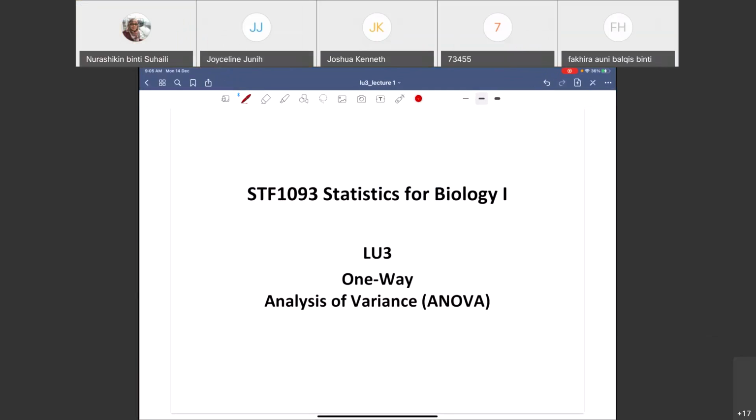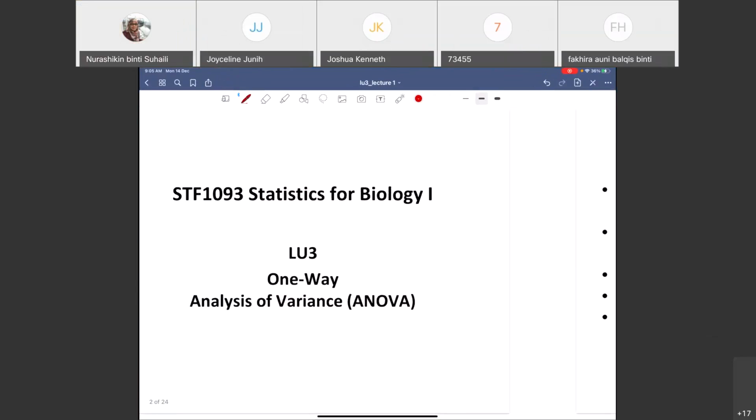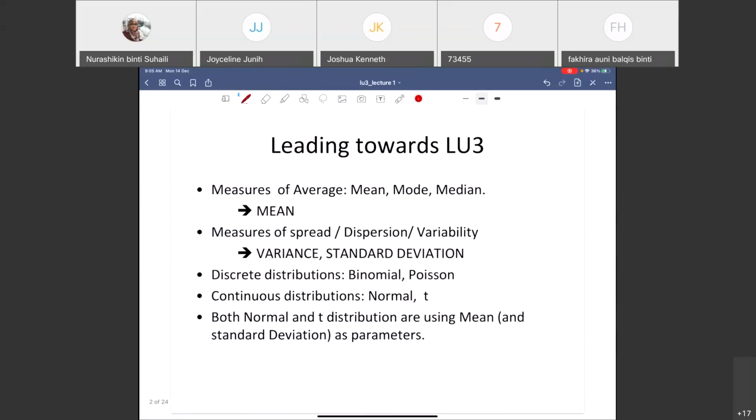Can? Okay. Right. So today's topic will be LU3, which is one-way analysis of variance, or simply known as ANOVA, one-way ANOVA. So we have covered LU1 and LU2 before. Okay. So this is what we have studied before.